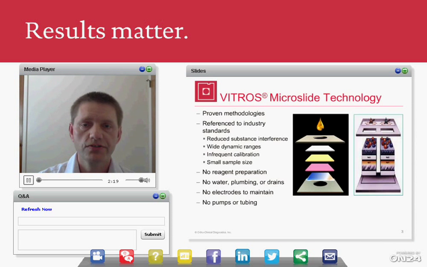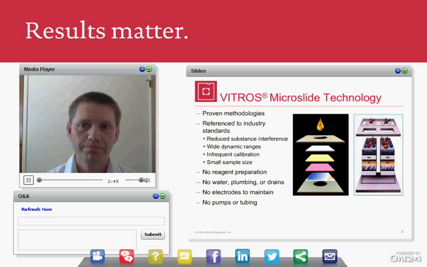So first, here's a general overview of the microslide technology. This was developed in the late 70s at Kodak, and it leveraged photographic technology. So what you see is that the microslides themselves have a variety of layers, and each of those layers has a function that it performs within the assay itself.